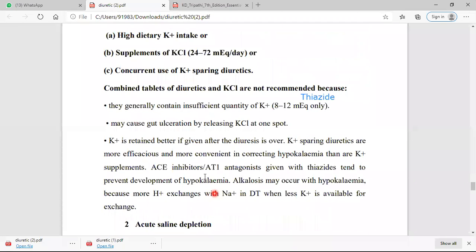You can use an ACE inhibitor, but the ACE inhibitor also causes hypokalemia. Okay, hence these two drugs should not be given in combination, because both drugs cause hypokalemia. Okay, in the ACE inhibitor or AT antagonist, we can see that the adverse effect is hypokalemia.